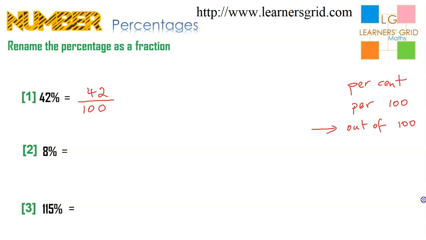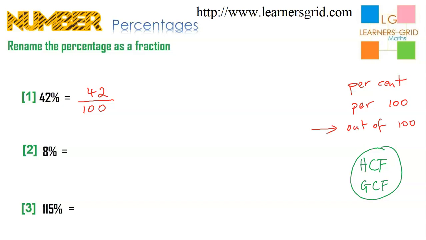Now, in order to simplify your fractions efficiently, you are going to need to be able to find the highest common factor or the greatest common factor, however you want to call it. It's the same thing. Now, if you don't know how to find the highest common factor of a number or two numbers, then I suggest that you watch my tutorial video on that topic on my YouTube channel or find it in my website.